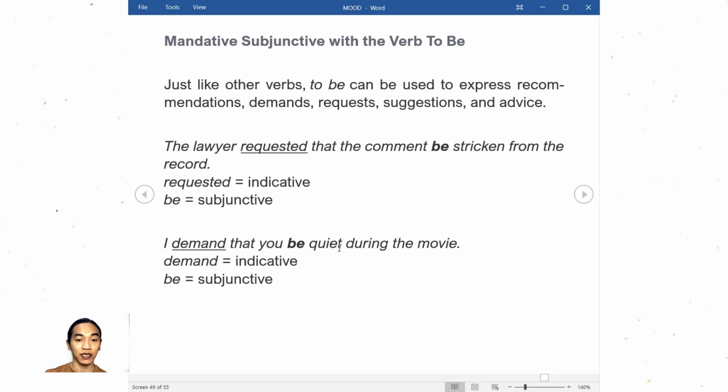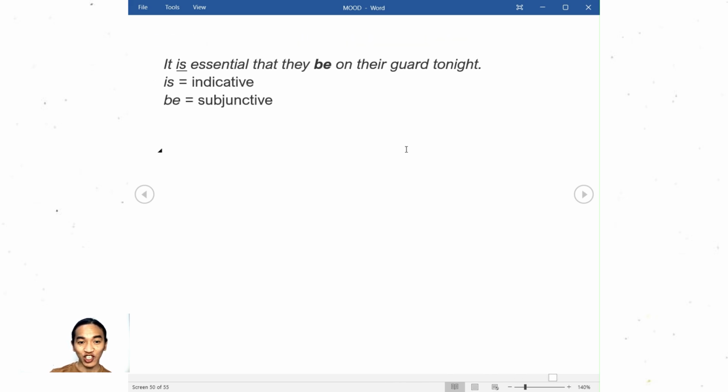I demand that you be quiet during the movie. So as you can see here, on the subjunctive mood, if this is a be verb, then you use be instead of is, am, are. Okay? It is essential that they be on their guard tonight. So is your indicative, be is your subjunctive. All right? So I want you to pay more attention to how they use the sentences in this way.